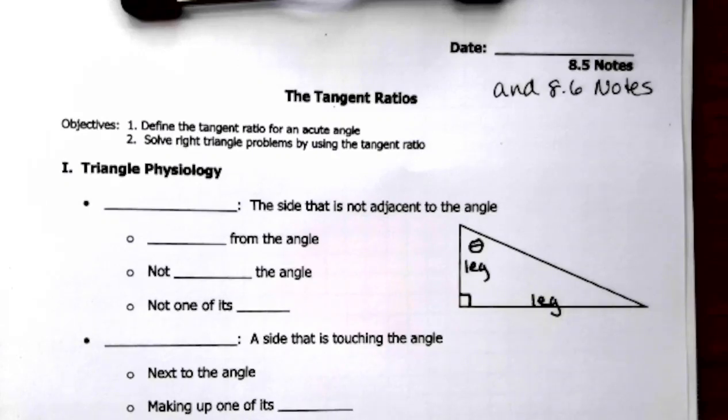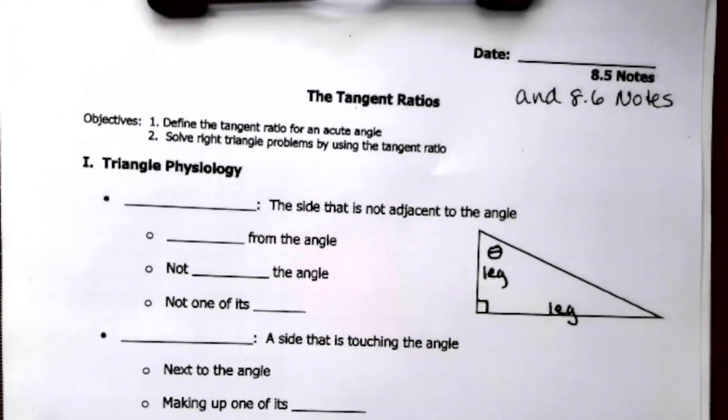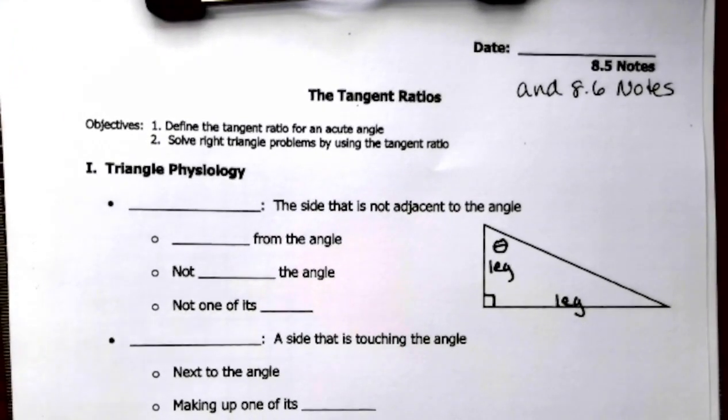Good afternoon. We're going to be taking notes on 8.5 and 8.6 because we're going to learn the trigonometric ratios, tangent, sine, and cosine, and they're easier to learn when you learn them all together. So first thing we're going to do is do some triangle physiology. We need to know directional terms.